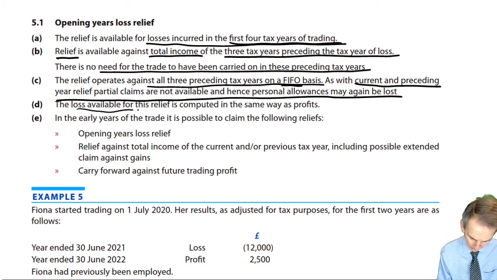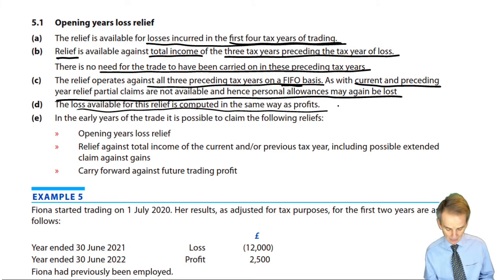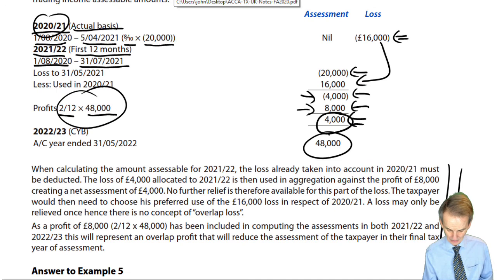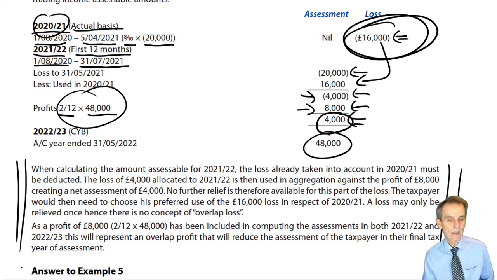The loss available for this relief is computed the same way as profit, as we have just done. Back in that previous example, we got a loss of £16,000 in that first tax year. In addition to the possible uses of that loss we identified, you'd also now be able to go back with an opening year's loss relief claim and use that 16,000 against the total income of the preceding 3 tax years, going back to the earliest year first, using it on a FIFO basis.